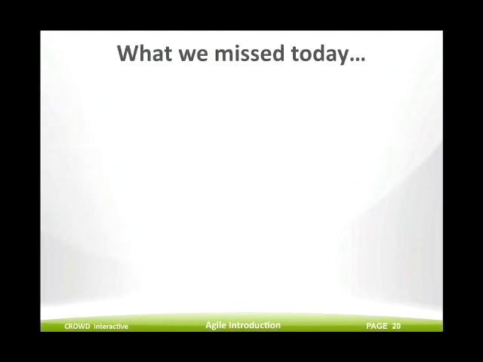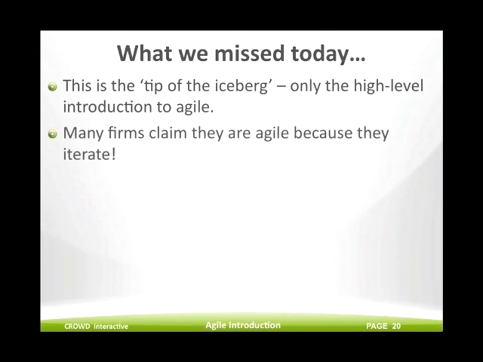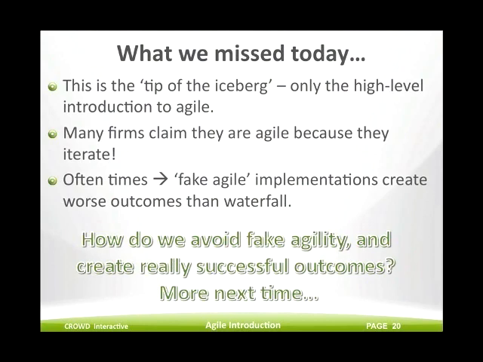So before we go, just to review what we're going to talk about next time, this is the tip of the iceberg in Agile. What we've gone over here is a very high-level introduction. But we have to be careful because a lot of people have this high-level introduction to Agile and they claim that they're an Agile expert organization, and that's really dangerous because oftentimes fake Agile implementations create worse outcomes than waterfall implementations. So what we're going to talk about next time is how to avoid fake agility, how to create really successful outcomes by mastering the iteration. That's the concept of the next talk.